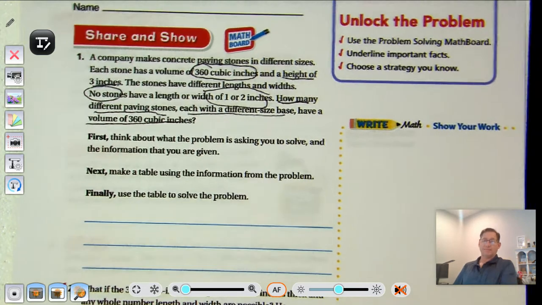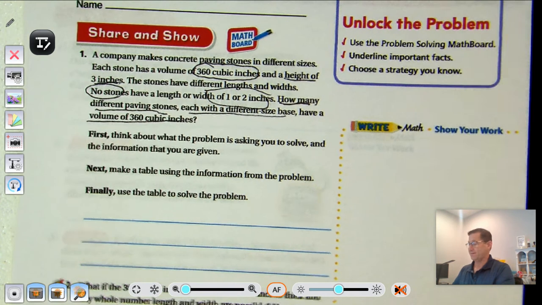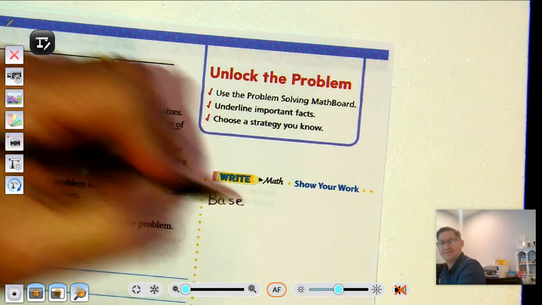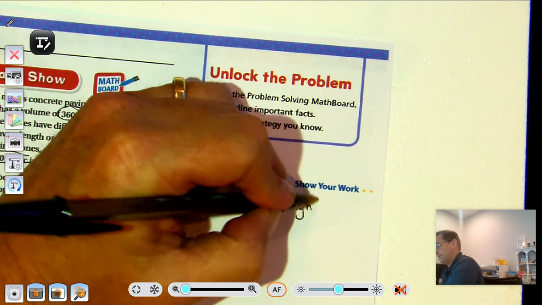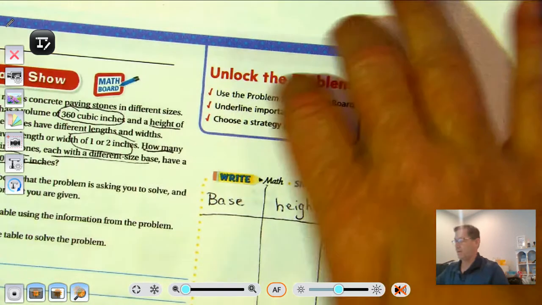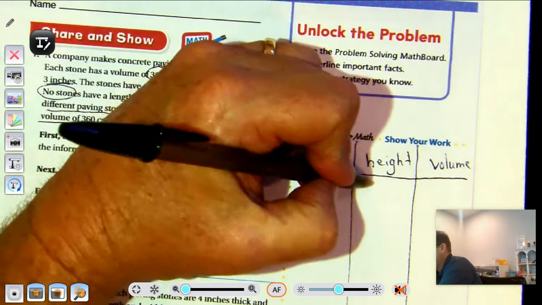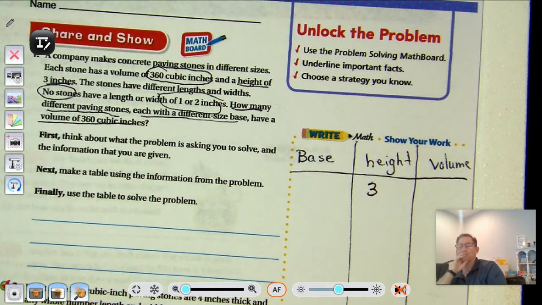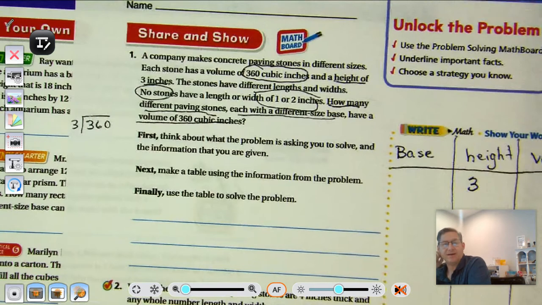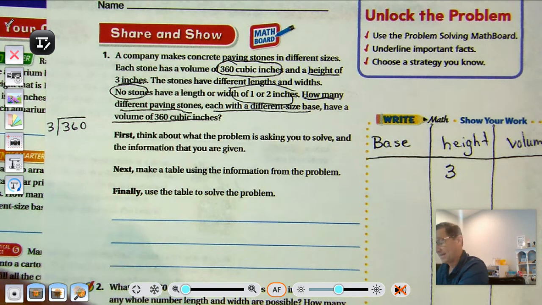All right, so think about what the problem is asking us to solve. We have to find the different size bases that will give us a volume of 360. We're going to make a table, same as we did on the other ones. We're going to have a base, we're going to have height, and then we'll have the volume. Now there are some restrictions though in this problem. It has to have a height of 3. So let's find out what the base has to be then. If we have a height of 3 and we divide 360 by 3, that'll tell me what the area of the width and length, or the base, has to be.